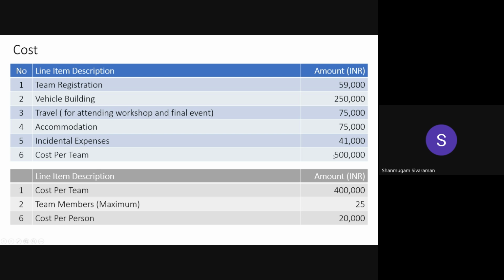And there is a prize money. This is only applicable for winners, not for everybody. So that means the total prize money will be around 2 lakhs.